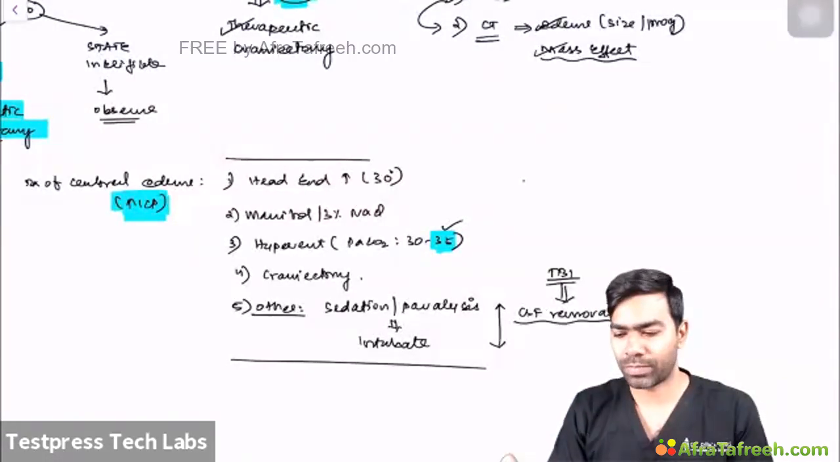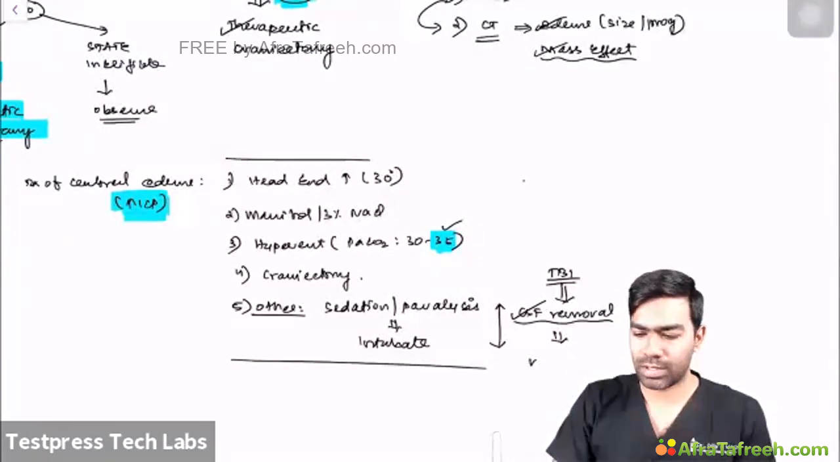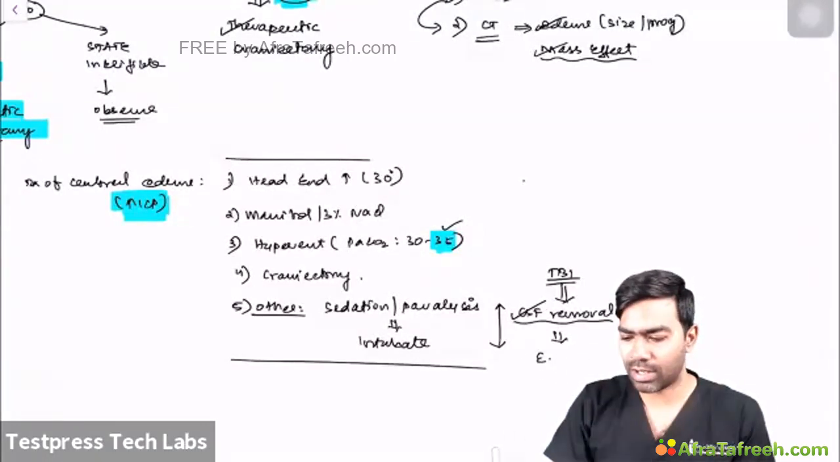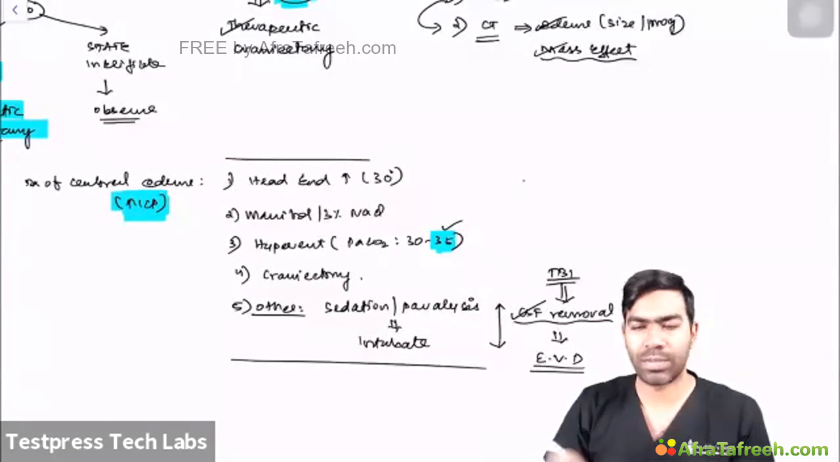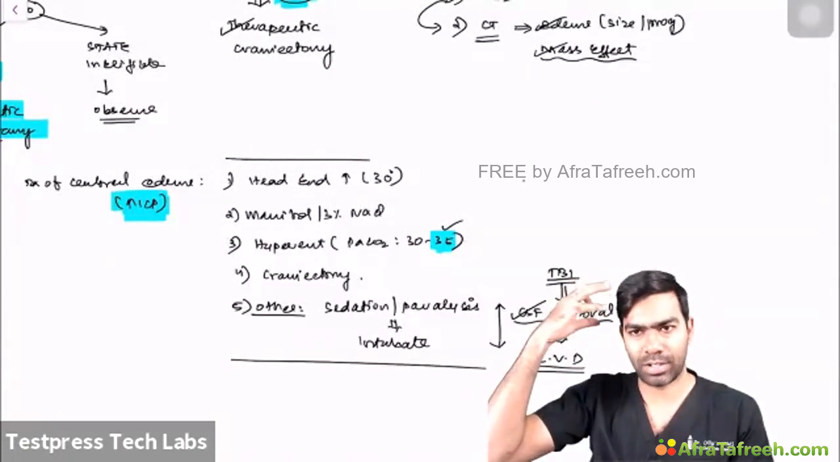I'm not telling no. But the CSF removal, what I'm going to do here is through EVD. There is something called an external ventricular drain. You should not do lumbar puncture. Instead, we'll do something called an external ventricular drain. Through that only, I'm going to do CSF removal. I'm not going to do CSF removal through the lumbar puncture. Remember, it's a raised intracranial pressure.